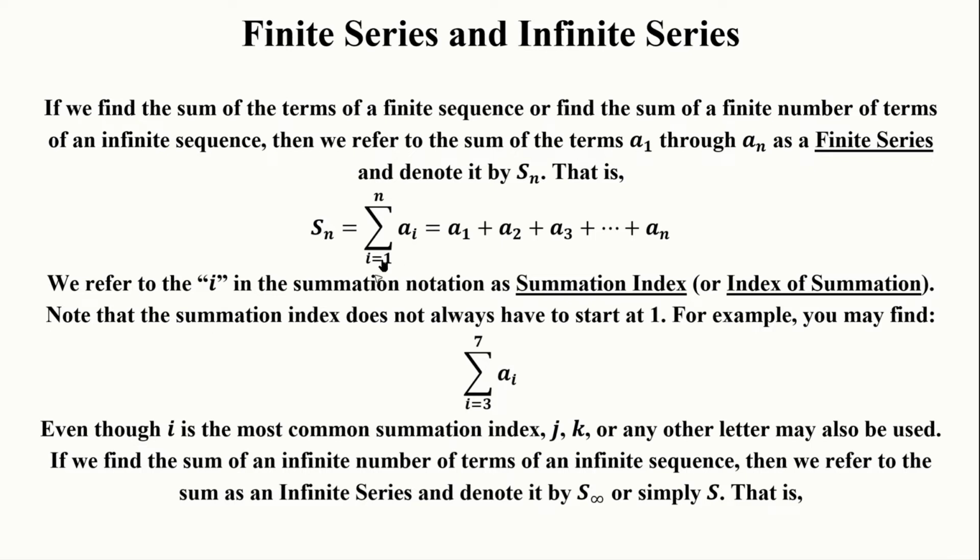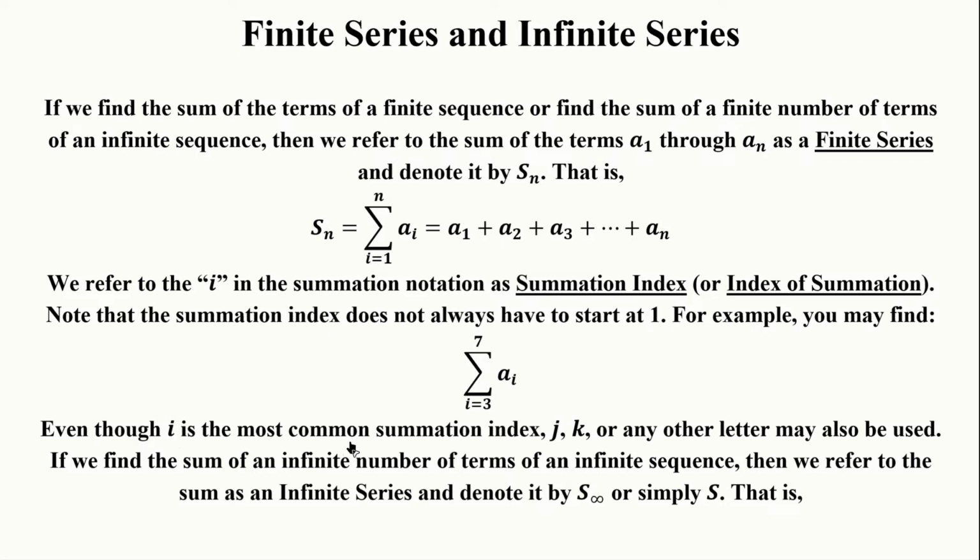So that means just run through the values of I, right? So starting with 1, we get a1, and then go to a2, and then plus a3, plus all the way to what? To this top limit, so to an. We refer to the I, as I mentioned before in the summation notation, as the summation index or index of summation. And note that the summation index does not always have to start at 1. For example, you may find a sum that you're interested in, the sum from I equals 3 to 7 of ai.